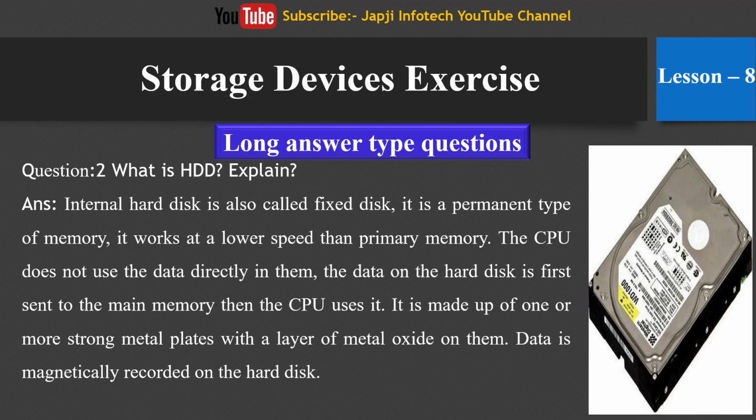And the second one is, what is hard disk drive? Explain. The internal hard disk is also called fixed disk. It is a permanent type of memory. It works at a lower speed than primary memory. The CPU does not use the data directly in them. The data on the hard disk is first sent to the main memory, then the CPU uses it. It is made up of one or more strong metal plates with a layer of metal oxide on them. Data is magnetically recorded on the hard disk.